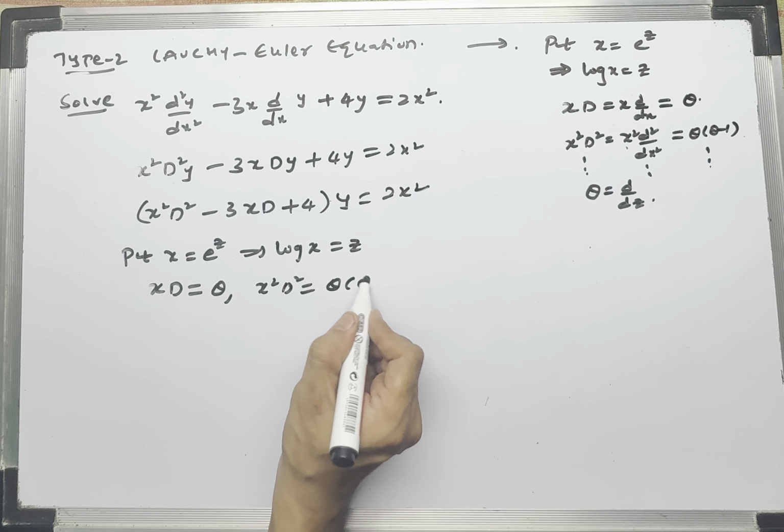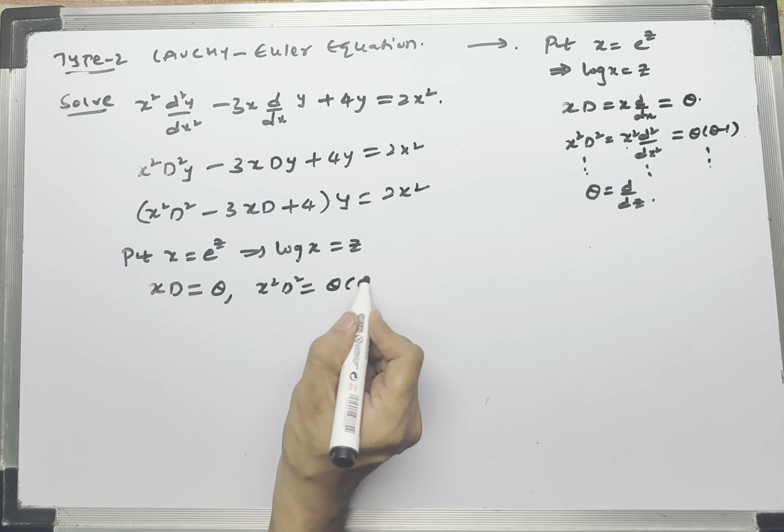The formula is 1 by D minus a whole power r into e power az. If anything of this form we find, we'll write x power r by r factorial into e power az as it is. This value will go by taking this x power r. So x power 2 by, now instead of x, because theta is there, z we have to use. Z power 2 by 2 factorial into e power 2z. Now 2 factorial is 2 only. So z square into e power 2z.